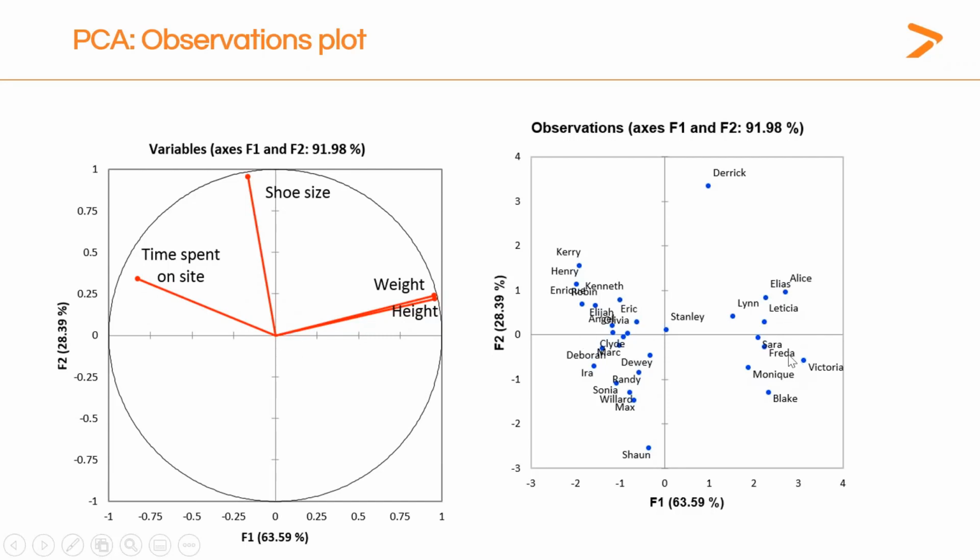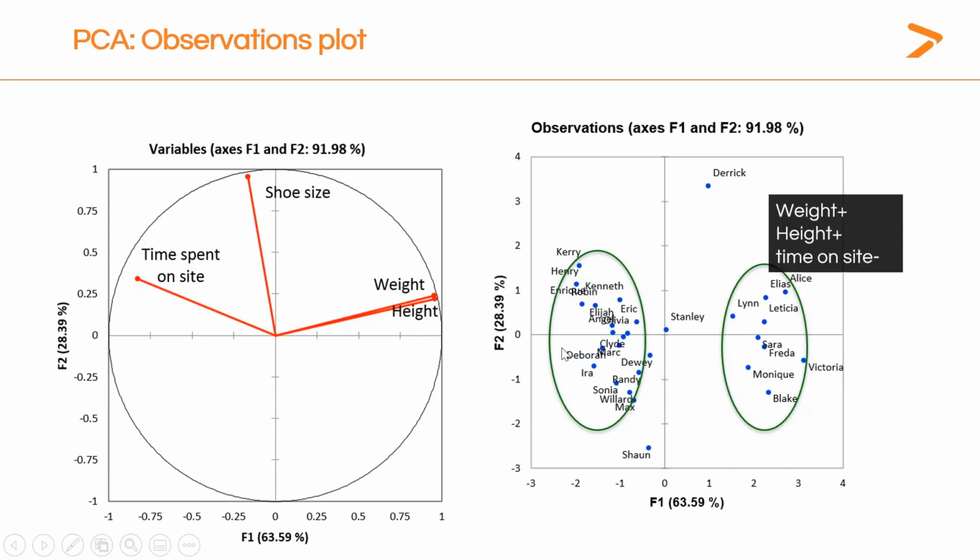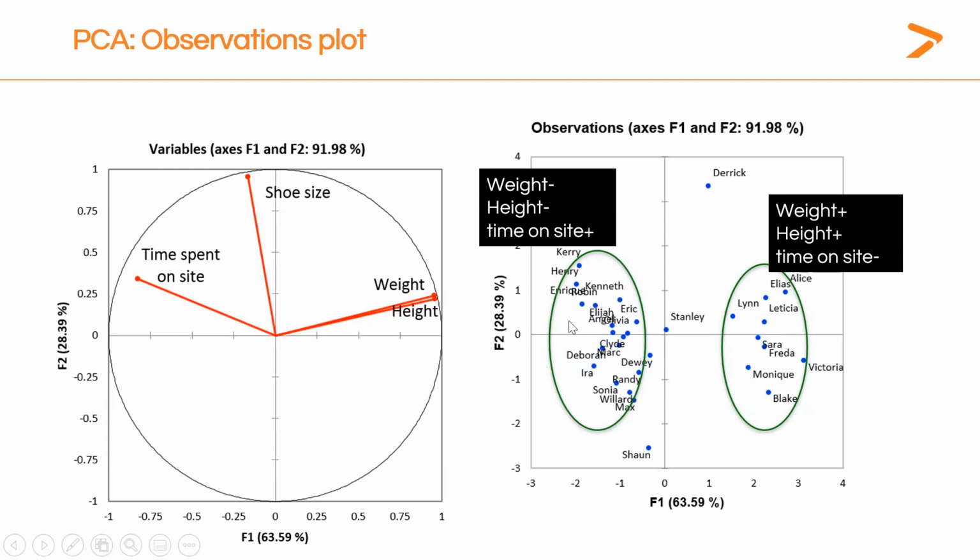And we've seen that we're able to characterize the observations according to the variables. So here, if we check the observations to the right, we can characterize them by high scores of variables that go to the right, so high scores of weight and height, and low scores of variables that go to the left, so time spent on site. And here, the opposite. Observations on the left are characterized by high scores of time spent on site and low scores of weight and height. So for more details about this, I suggest that you check the recording.